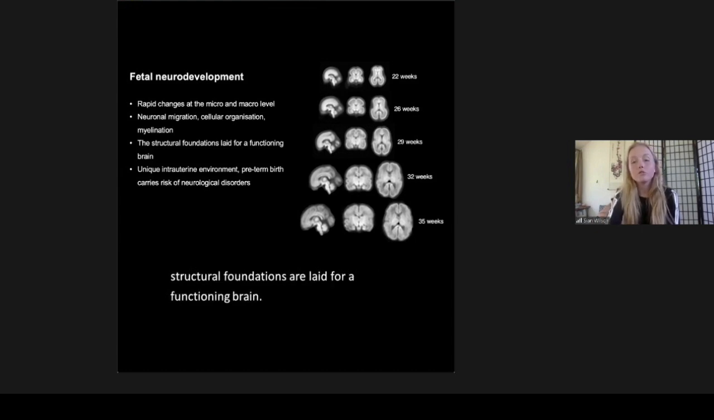We also know that the intrauterine environment is highly unique and specialised for facilitating brain development, because in cases of preterm birth, there is a greatly increased risk of developing neurological disorders. In order to understand why white matter is susceptible to damage over the second to third trimester, we need a trajectory to describe its normative development in healthy fetuses in utero.